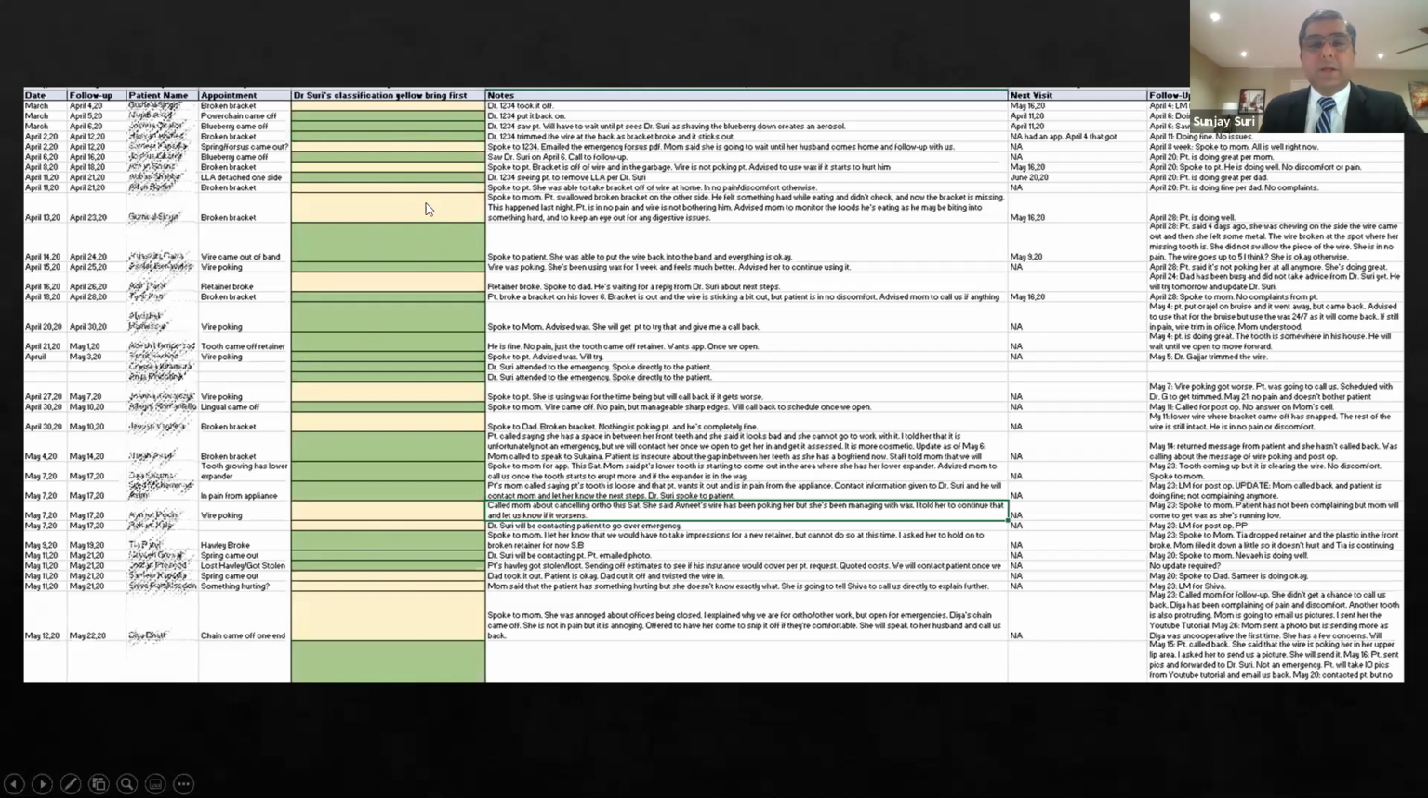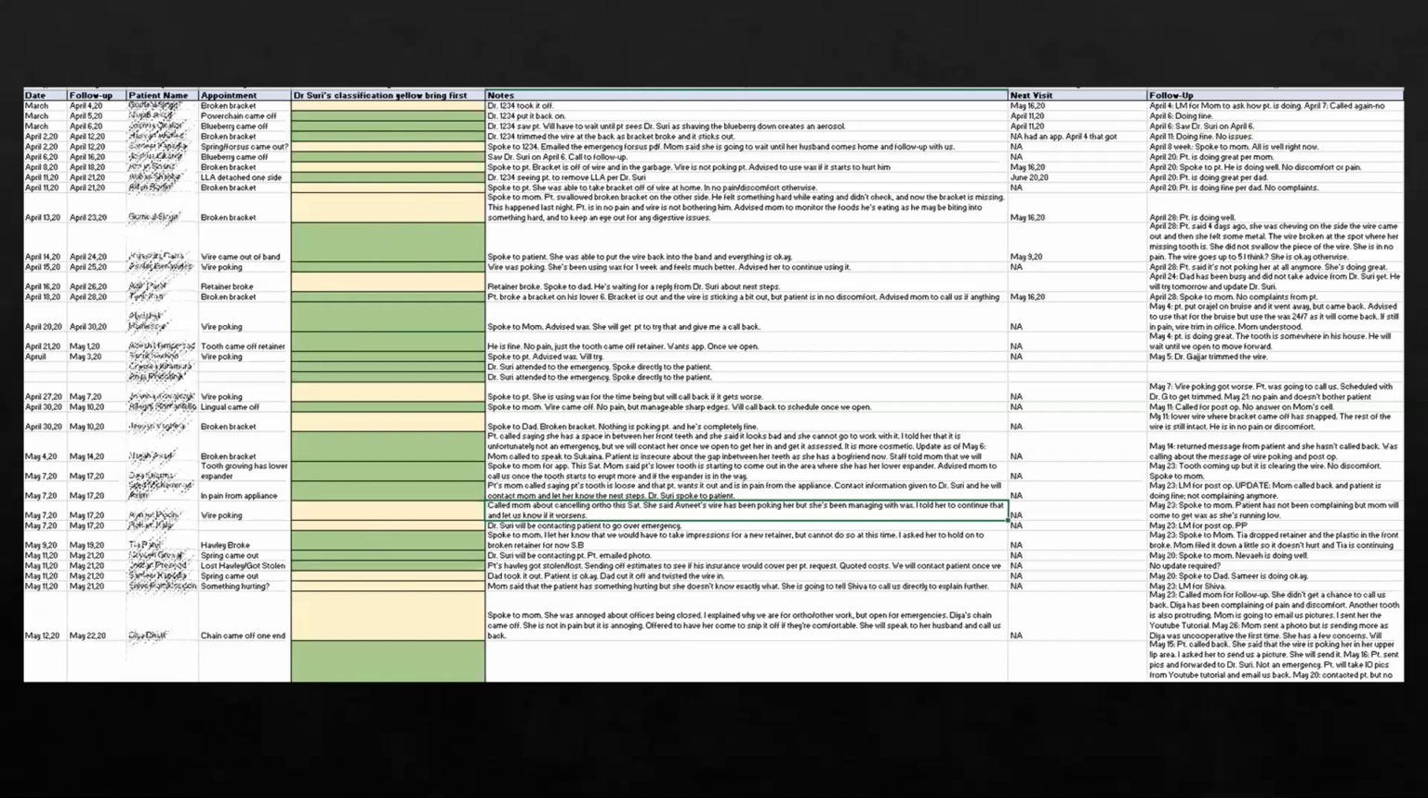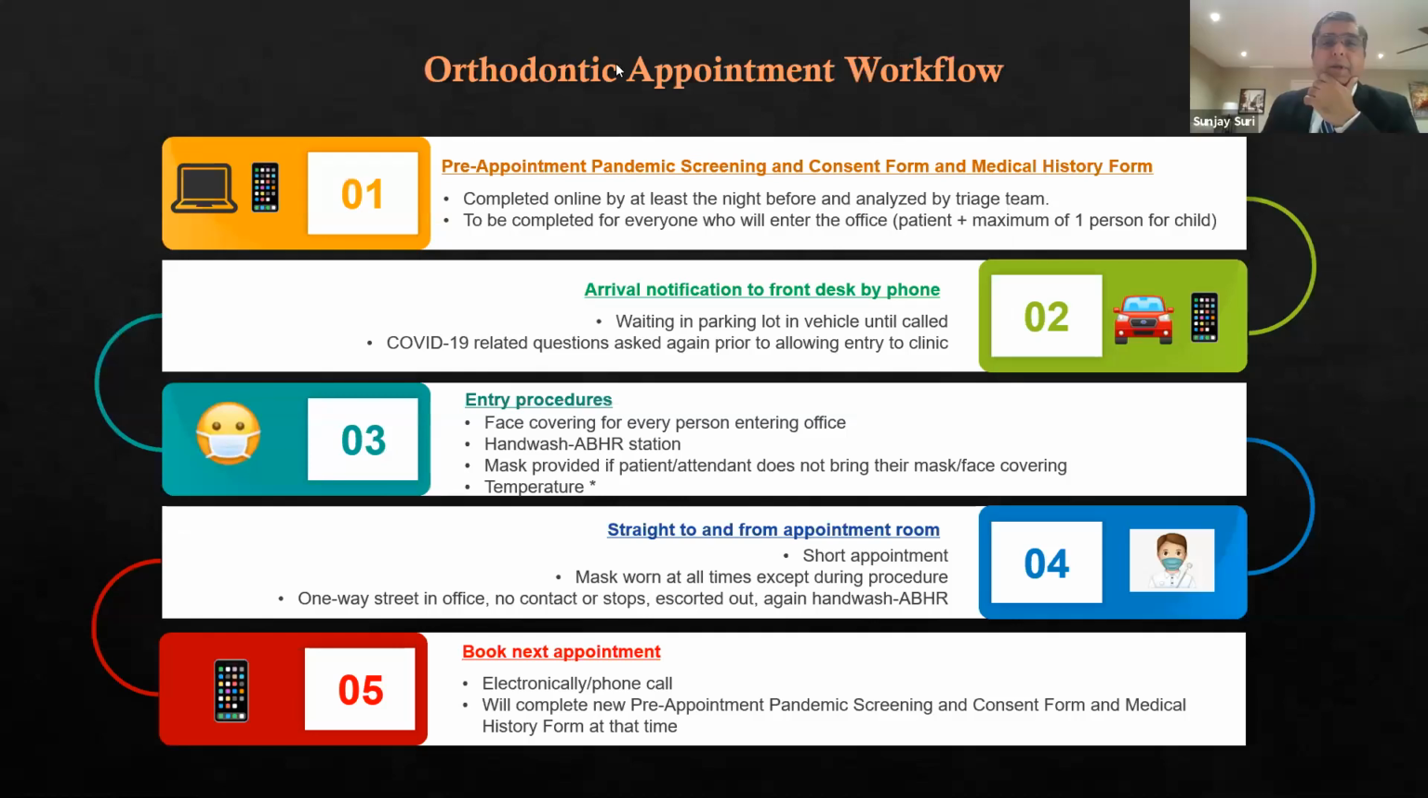The yellow ones are the ones that will be classified as urgent care appointments. As we are bringing patients in, this is the workflow that we are following. Every person that comes in is actually going to complete a pre-appointment pandemic screening and consent form. This is all done on the computer by email or by cell phone, and then they can send it up. This is reviewed the night before by the triage team. Our front desk team is acting as a triage team that then corresponds with the doctor, discussing with me if there is any question that's concerning. And we decide as to who actually will come in.